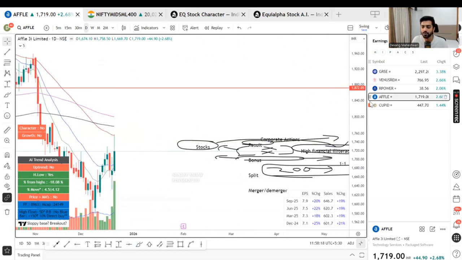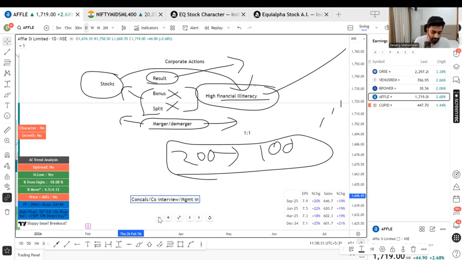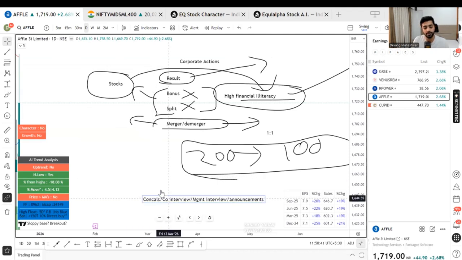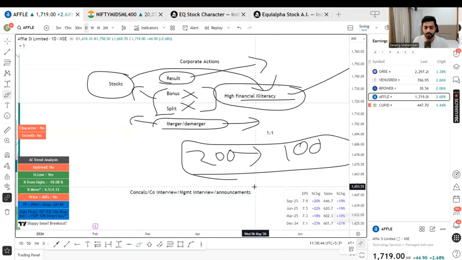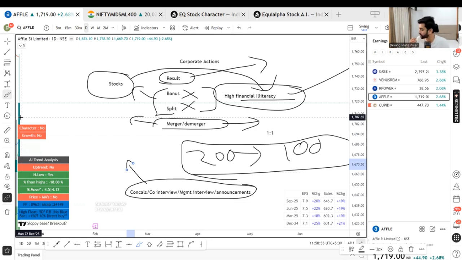I don't read up any con call. It's of no use to me. Con calls, company interview, management interview, one and the same thing. Then announcements, different. The more you read these, the more this will hamper your decision making, because then your stop loss will get hit, but you will think, no, it's a good company.